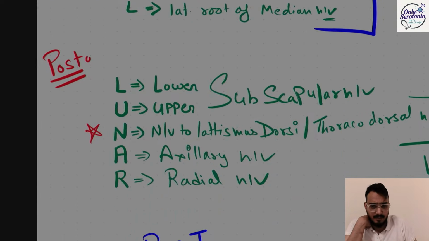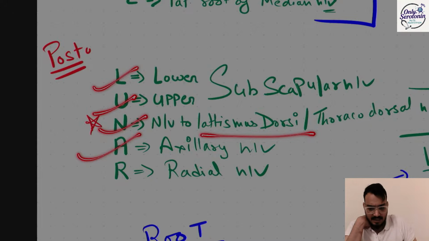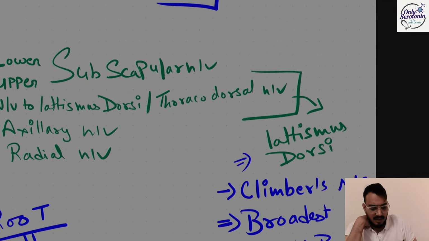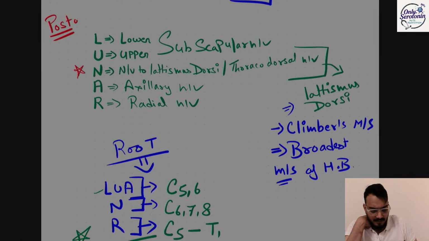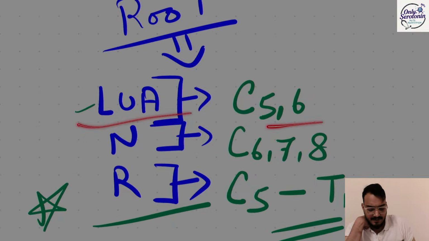Then branches from the posterior cord are what, guys? That are lower subscapular nerve, upper subscapular nerve, nerve to the latissimus dorsi, that is thoracodorsal nerve. A is what, guys? It is axillary nerve, and R is radial nerve. Out of them, what you have to do, you have to make LUA and R. LUA is C5, C6, and N is nerve to the latissimus dorsi.